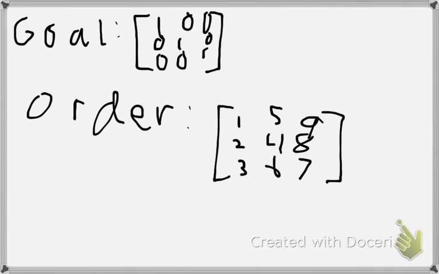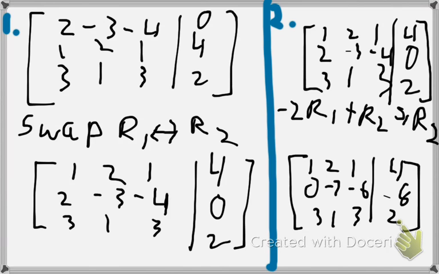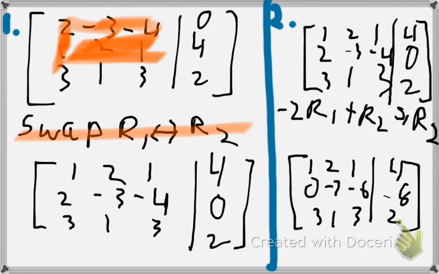The goal is to change the matrix to this: 1 0 0, 0 1 0, and 0 0 1, using the rules. The order to get them to change is this one first, this one second, this one third, and so on. The first step is to get the 2 to a 1. So you swap row 1 with row 2, because row 2 already has a 1 in it. And this is what you get right here.